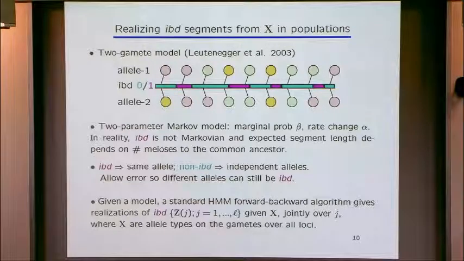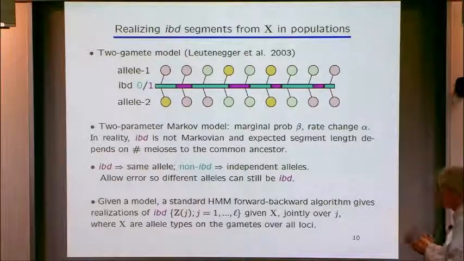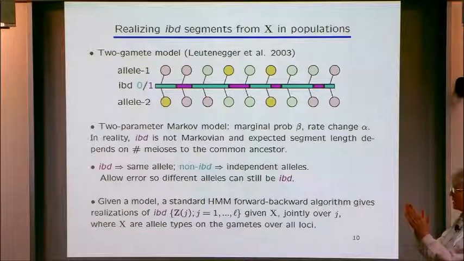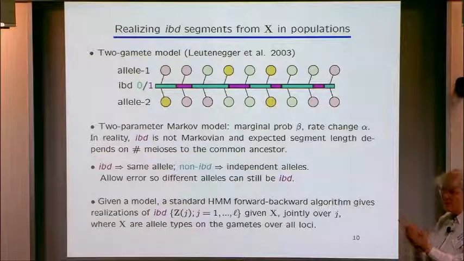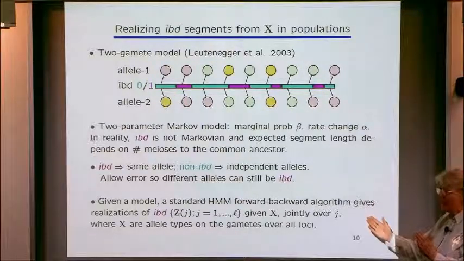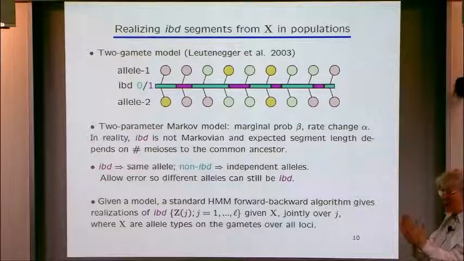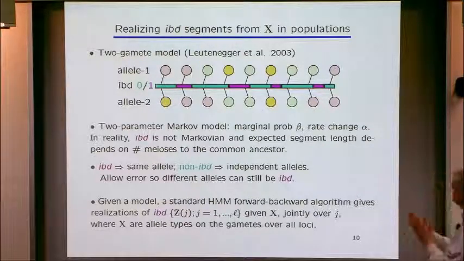So here is a very simple model for identity by descent. The reason I'm showing you is that all our current models are basically generalizations of this. Anne-Louise Leutenegger, a student of mine back in 2003, was just comparing identity by descent between the pair of gametes within an individual. By the way, I tend to call them gametes because haplotypes and chromosomes and all those words have so many other connotations. The gametes are the haploid genomes of my individuals, and it's unambiguous.